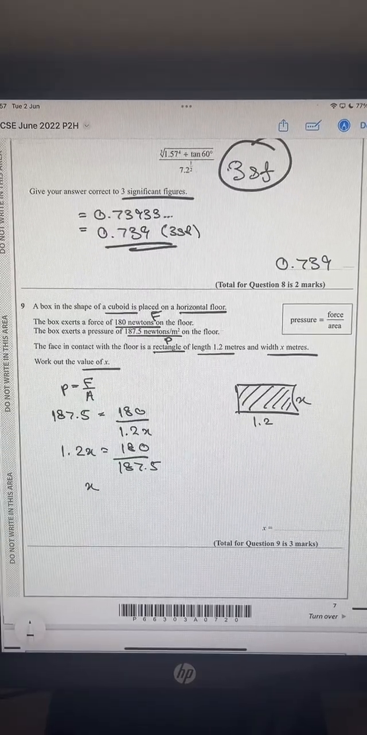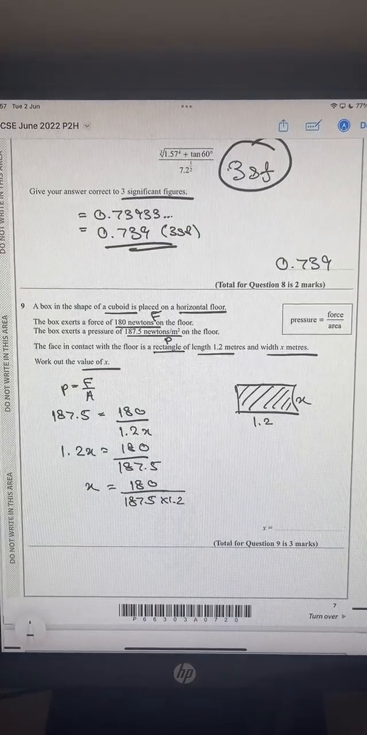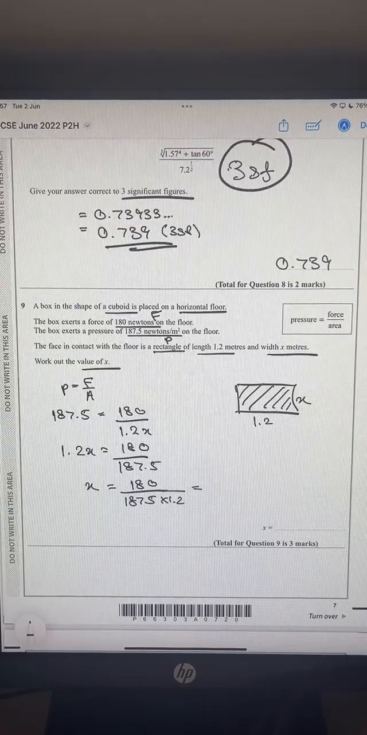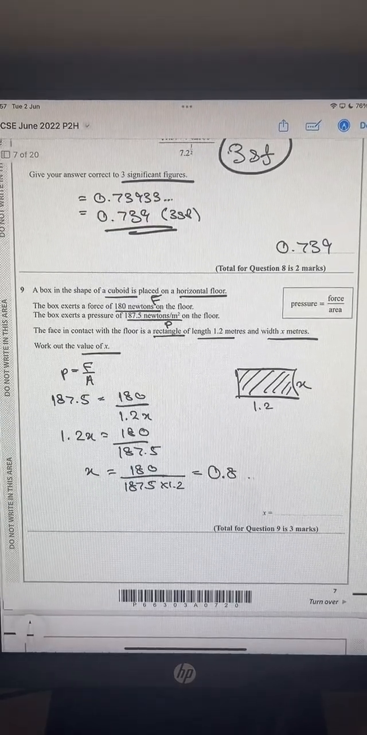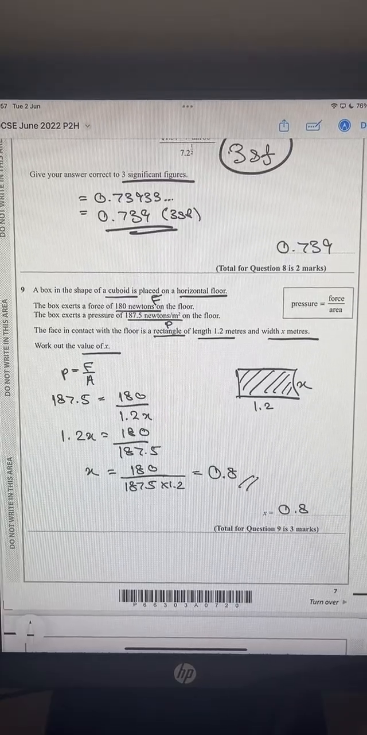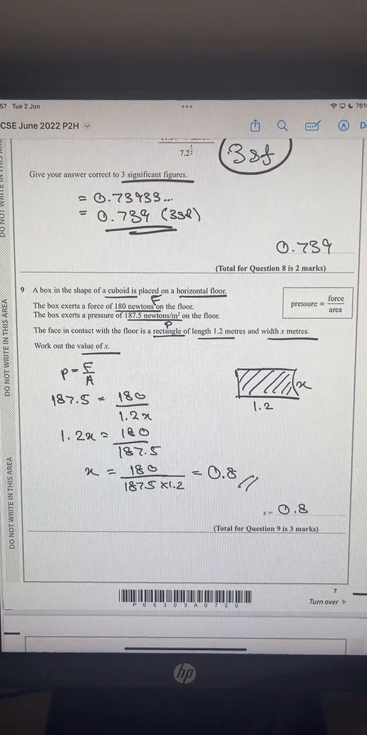And then I divide by 1.2, so that's 180 divided by 187.5 times by 1.2, because if you divide it, it goes on the bottom part of the fraction. Put that into my calculator, 180 divided by 187.5 times 1.2. I get a very nice answer of 0.8. So x is 0.8. The unit is meters, but they just tell us what's the value of x. So that is the answer to this question. 3 marks, in my opinion, not so bad.